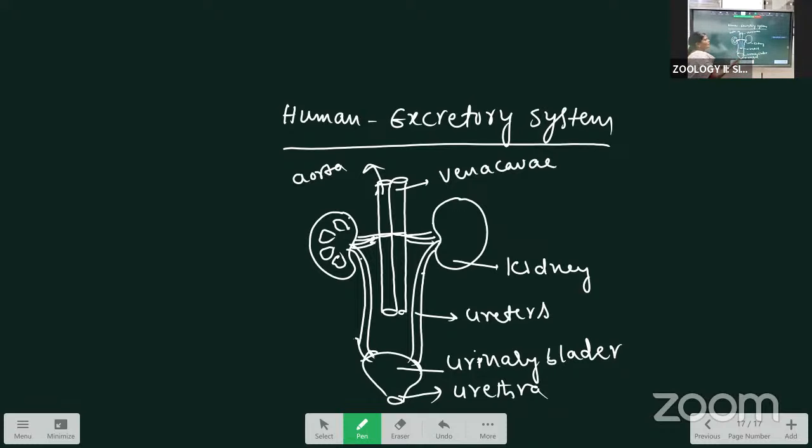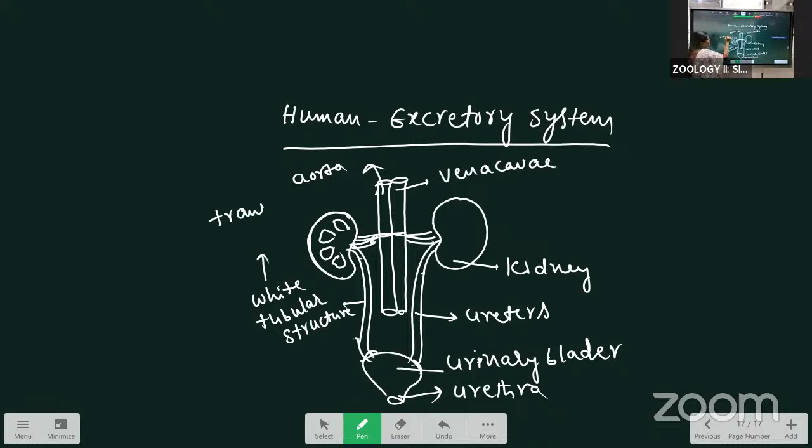Next, the kidneys are one pair. The right side is slightly lower than the left side, and they open into the ureters. The ureters are white tubular structures. They are made up of transitional epithelium.